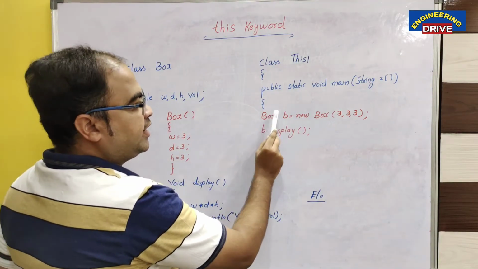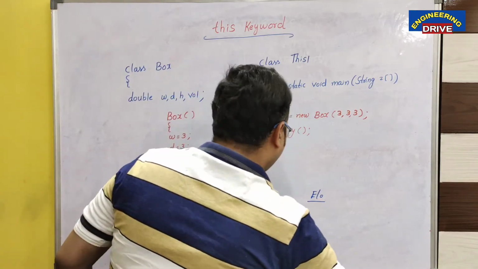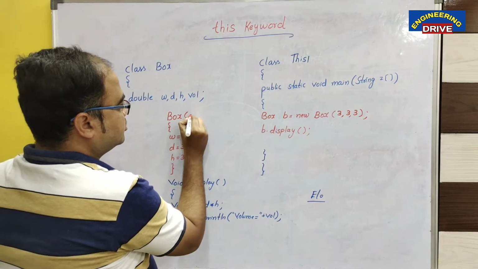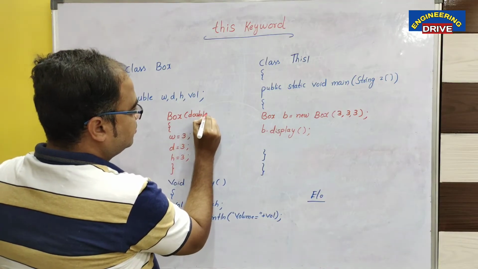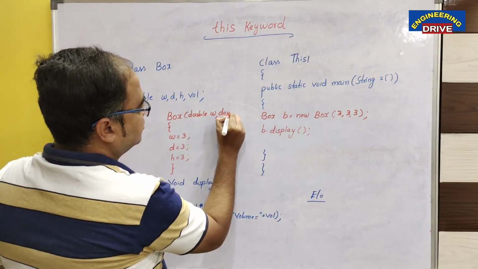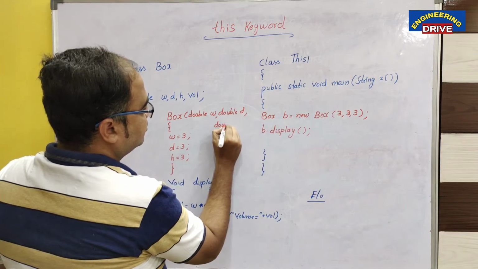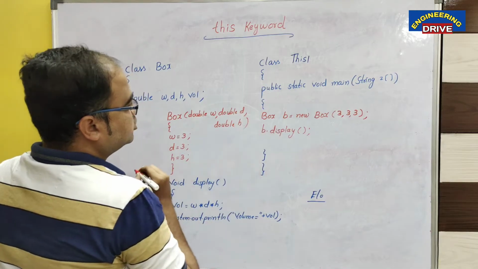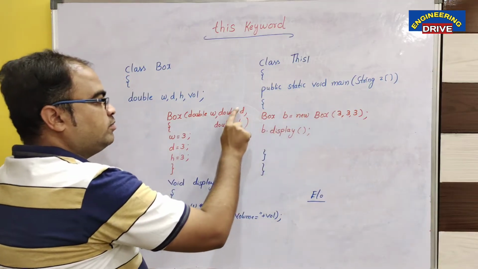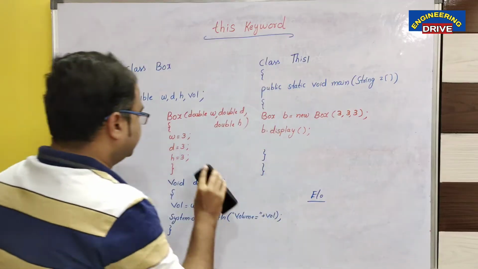Whenever I create an object for this class, the constructor will be invoked automatically. Do you know that? Now here the receiving parameters also we need to mention. How many parameters? 3. So I am going to write here double W, next double D, comma double H. Then I will close this constructor. Now this 3 will be stored in W, this 3 will be stored in D, this 3 will be stored in H. Now there is no need to initialize the values in this constructor like this.